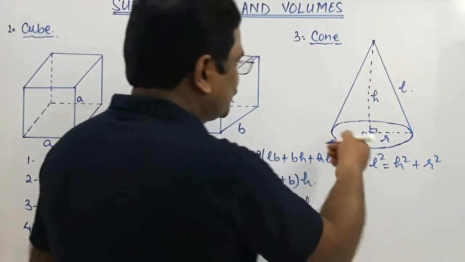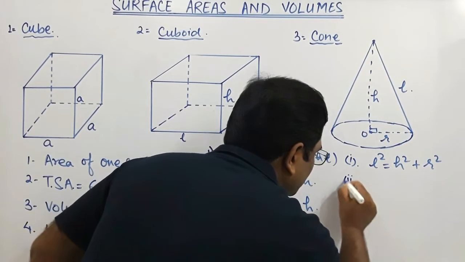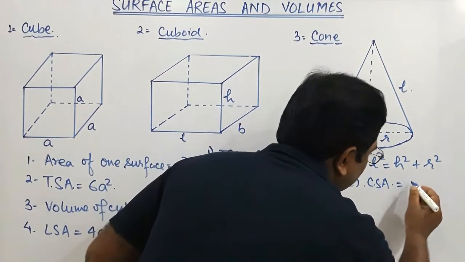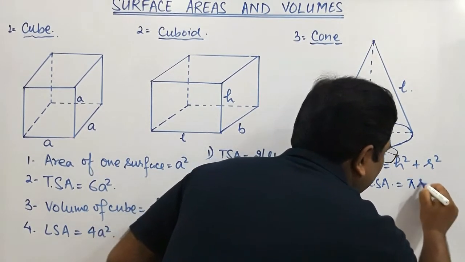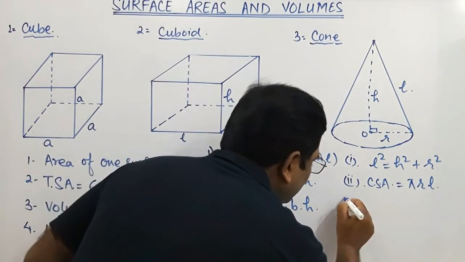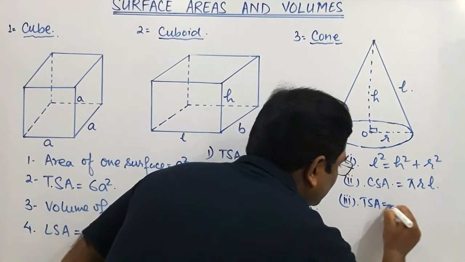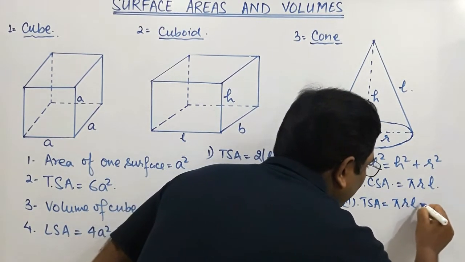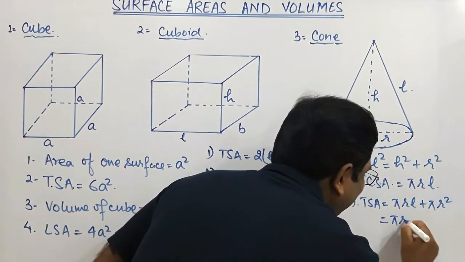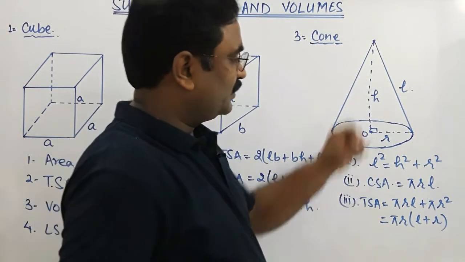Now the curved surface area, means the lateral surface area of this, which is called curved surface area, CSA. The curved surface area of cone is pi r into L. Similarly, we can find the total surface area of the cone, which is equal to pi r L plus pi r square. If you take pi r as common, you will get pi r into (L plus r). This is the total surface area of the cone.